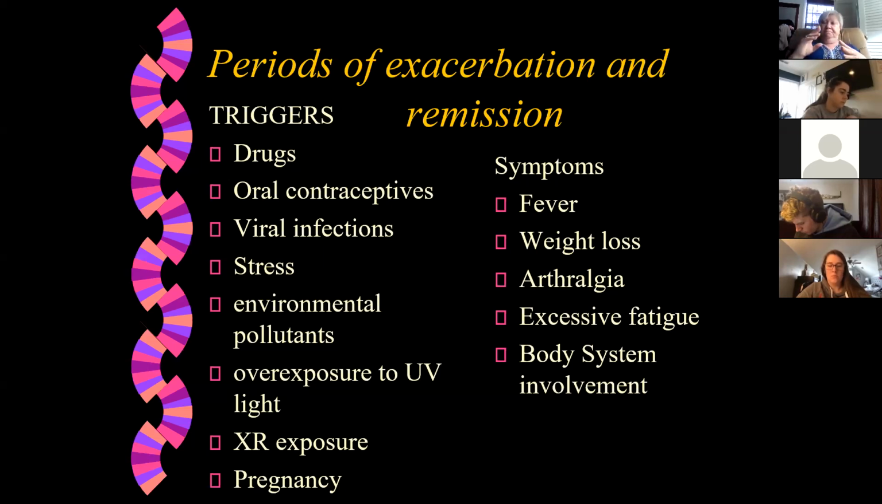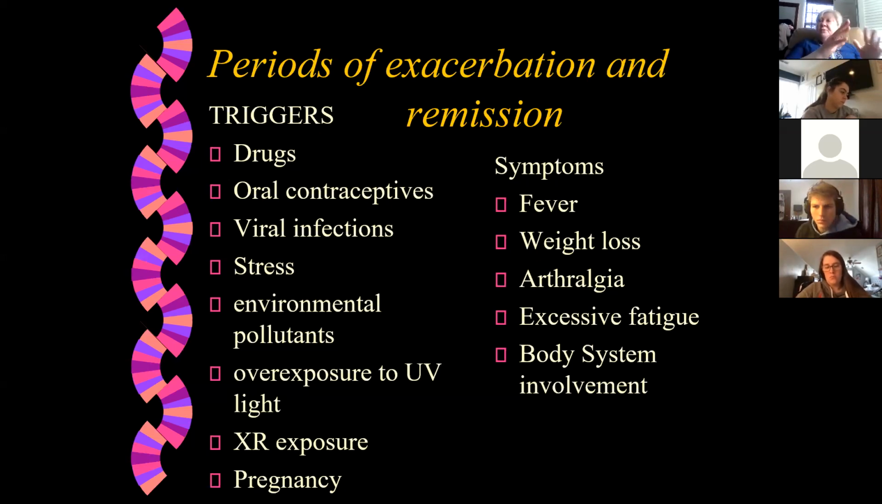Overexposure to UV light can cause exacerbation of your lupus, along with X-ray exposure. Probably just getting an X-ray of your ankle or your wrist won't do it. But if you're a major trauma victim and you get a lot of X-ray exposure, it can trigger your lupus.